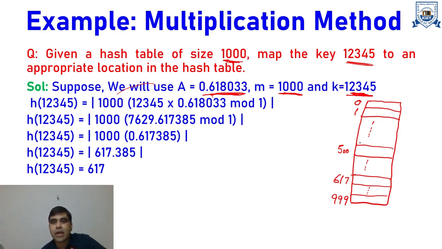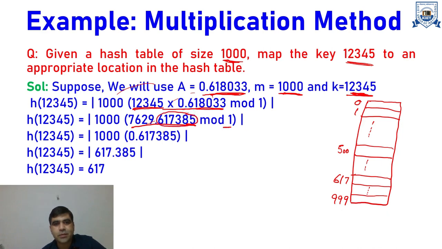Remember our hash function. The hash function says first calculate k into a. In this particular case, this is our key. You multiply this with a. After this multiplication, you will get 7629.610. And when you take mod with 1, it means you are extracting the fractional part only, right?